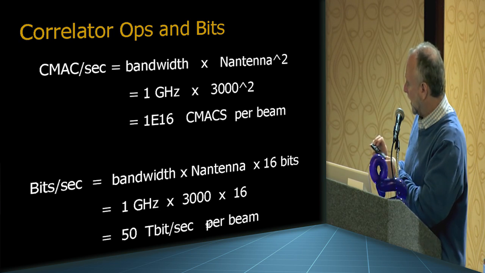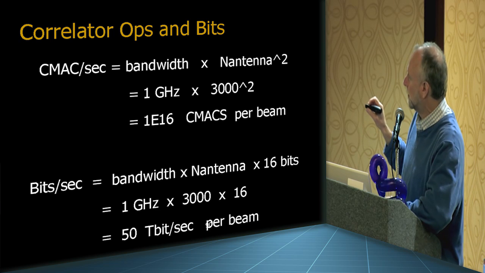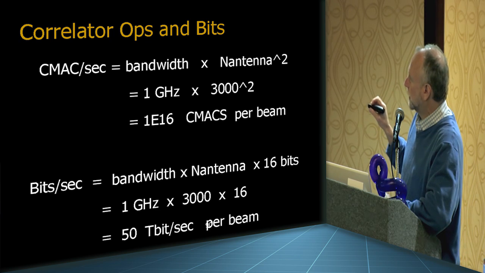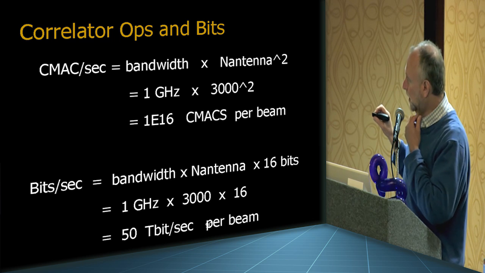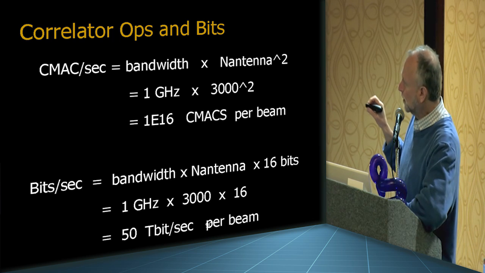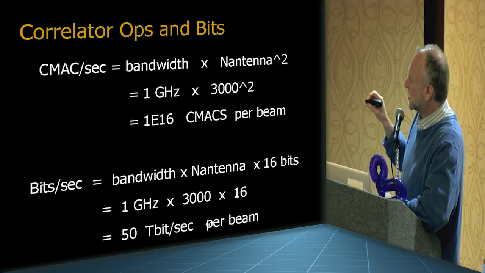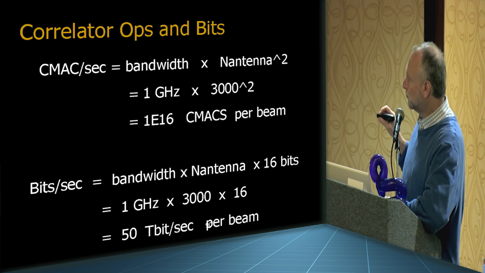And so if you want to analyze, for instance, the typical number, 3,000 antennas, this is kind of an aggressive number, and a gigahertz of bandwidth, that's a lot of computing. These are complex multiply accumulates. But the data rate is not as bad because it's linear, of order terabits per second.